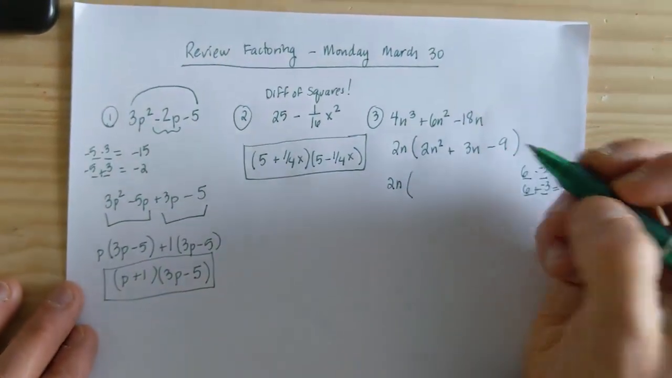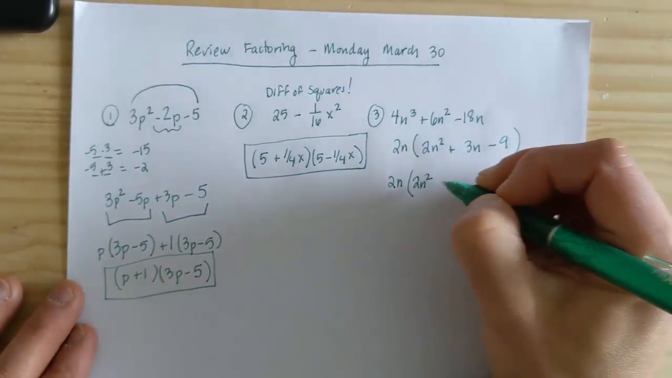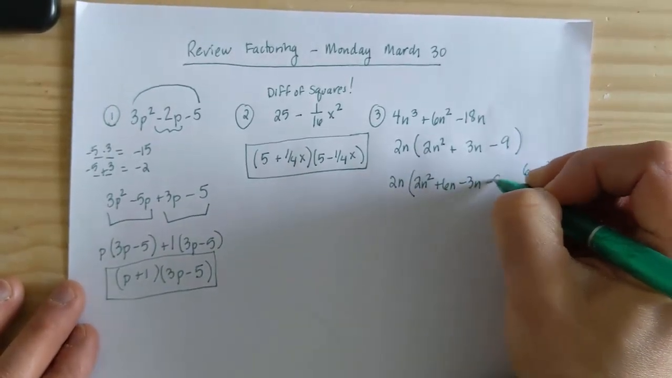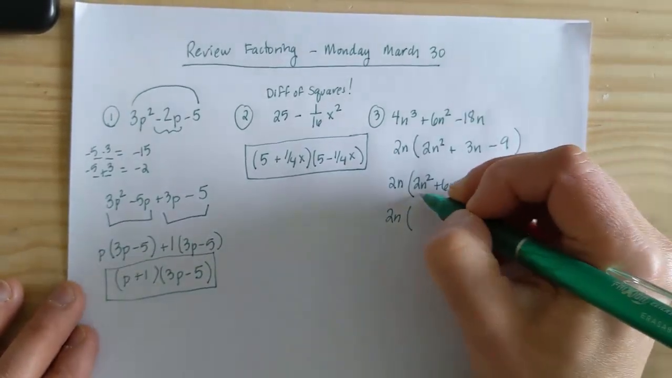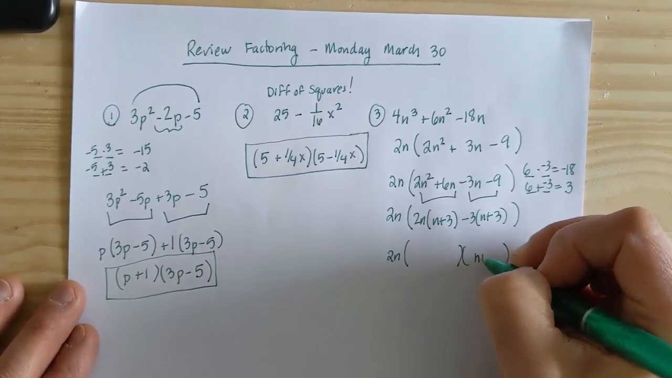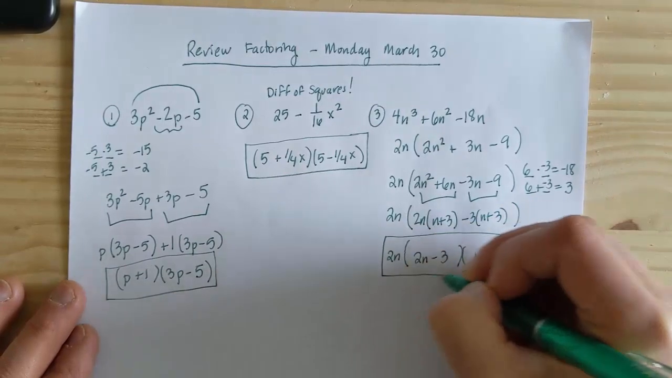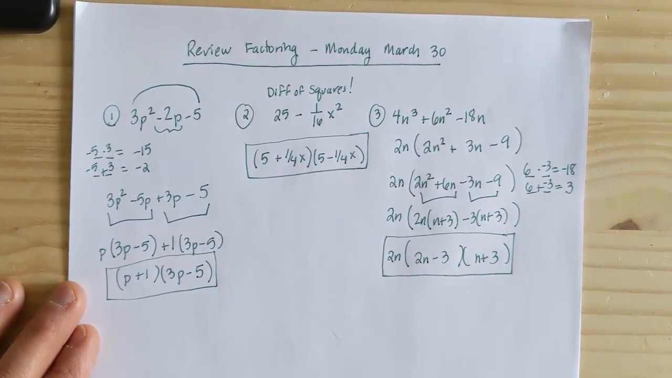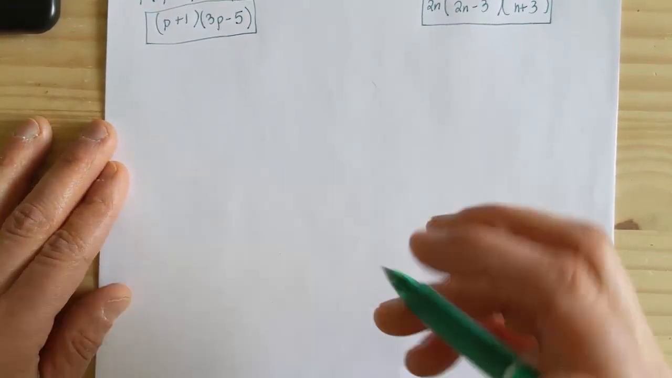It's going to stay right there. And I'm going to factor this as 2n squared plus 6n minus 3n minus 9. Grouping. Now n plus 3 is going to be my second factor. My first factor will be 2n minus 3. Great. Let's look at number 4, the last one that we'll do together before you try some on your own.